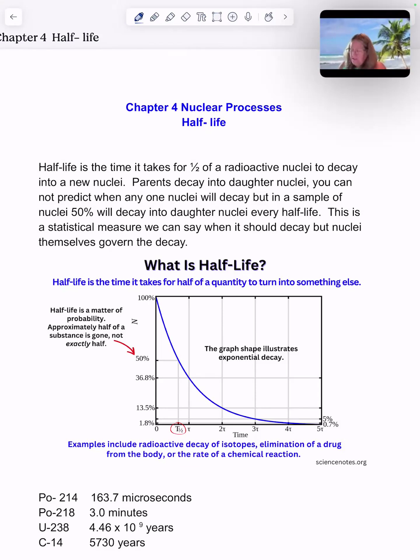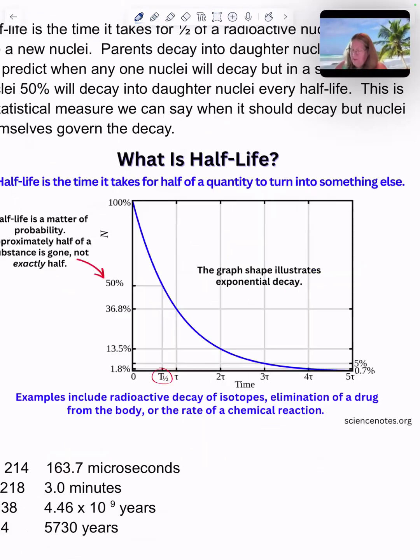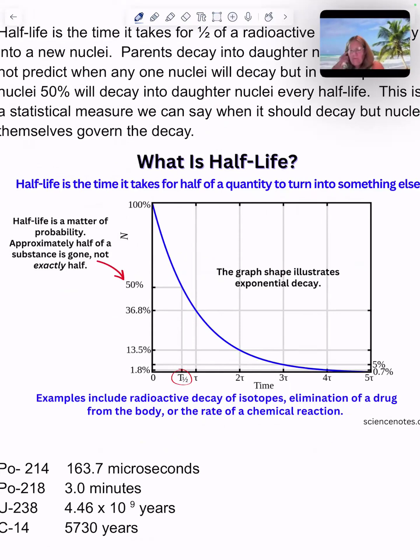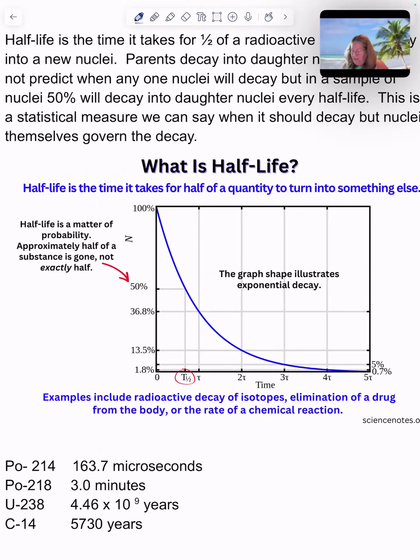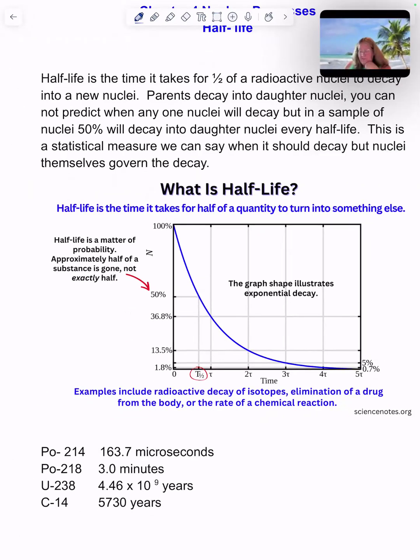So let's look at this. The half-life is going to give you an exponential decay graph. And remember, it's a probability. Approximately half is going to be gone every half-life. And just as an example, here are a few samples. Polonium-214 has a half-life of 163.7 microseconds. There are some that are much shorter. Whereas the other isotope, polonium-218, is around for 3 minutes.